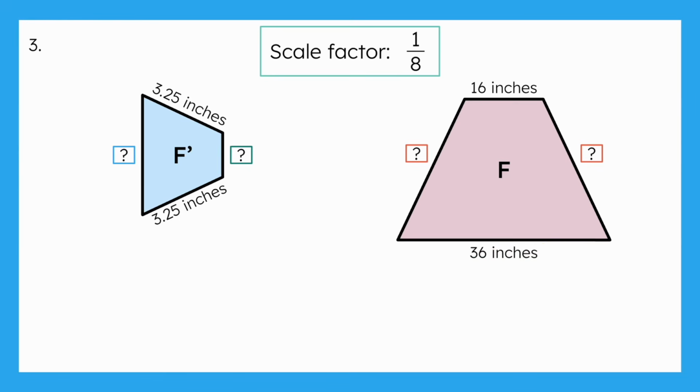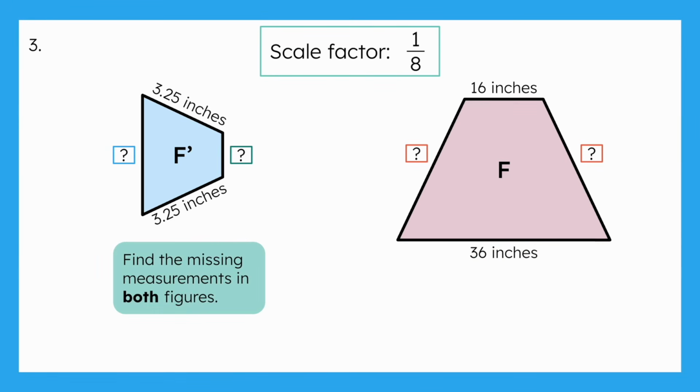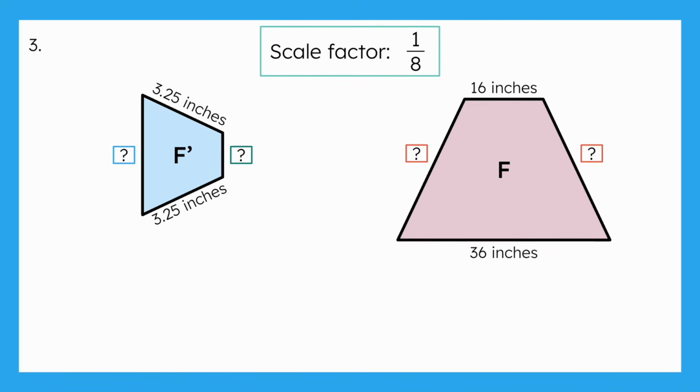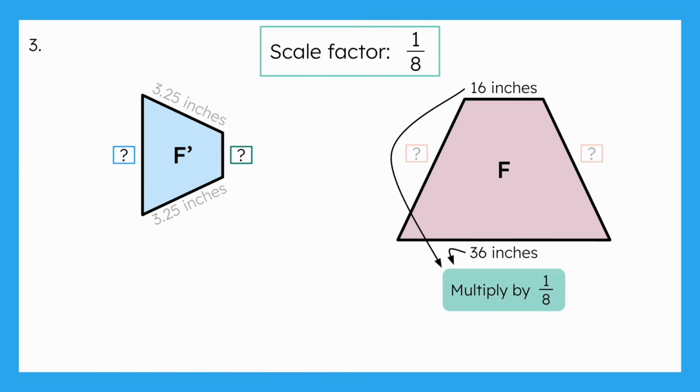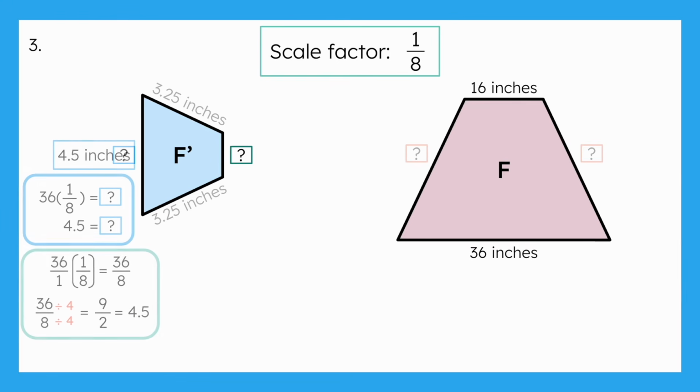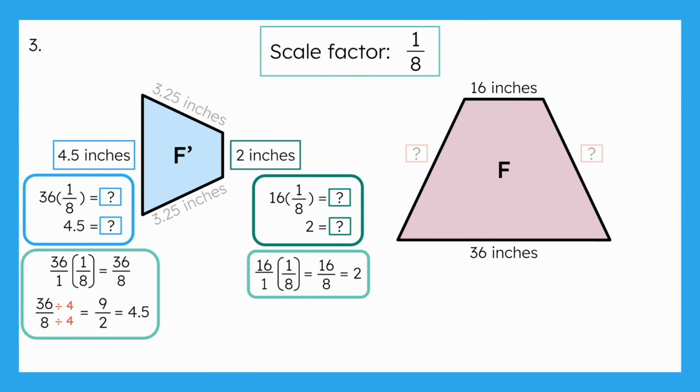Using the scale factor we just calculated of 1/8, find the missing measurements in both figures. Pause while you work. All right, let's go over this. We needed to multiply each value in the pre-image by 1/8 to find the missing value in the image. Here are all of the blueprint measurements after applying the scale factor to the pre-image.